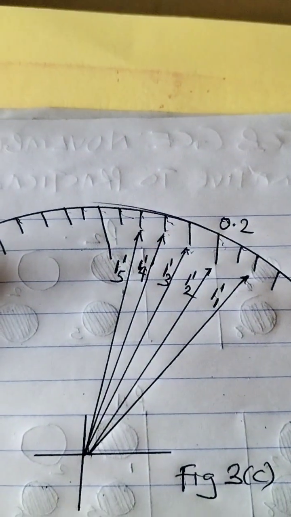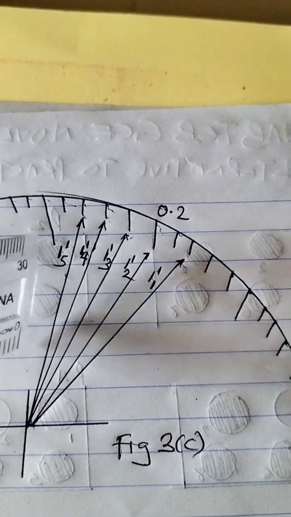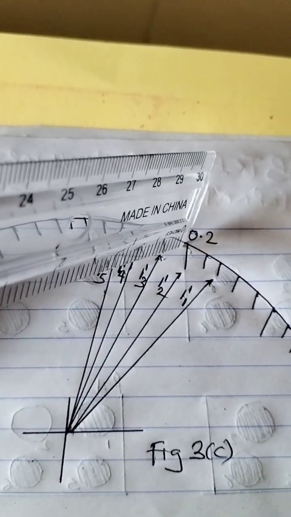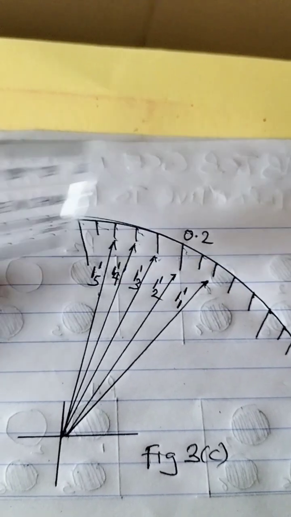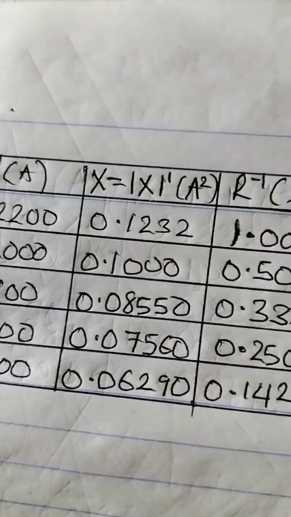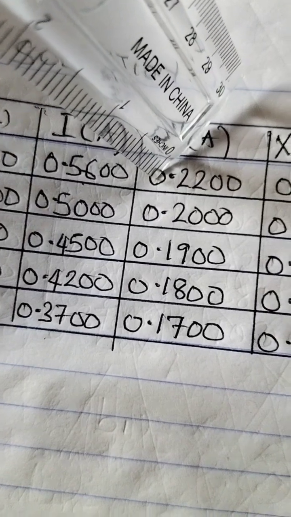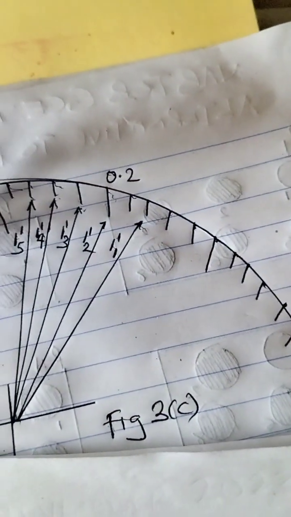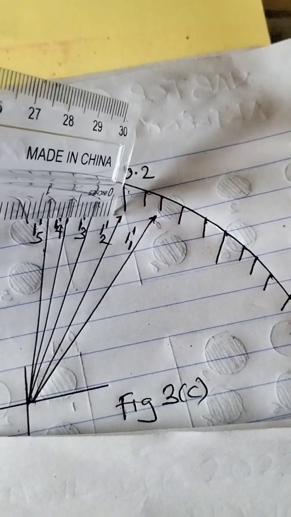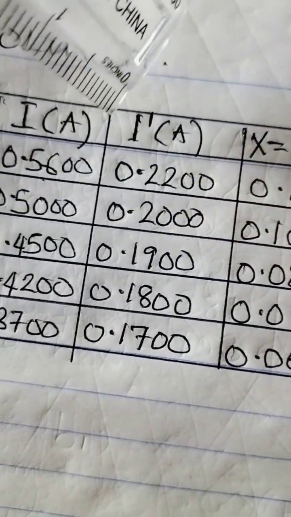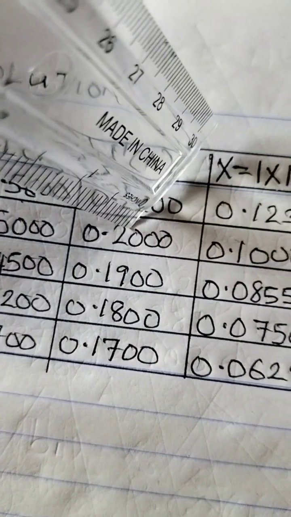For Fig 3C, as you can see, our I1 here is 0.22. This is 0.2, 21, and 22. So we have 0.22 at the first. Then our I2 is here, 0.2, I prime 2, 0.2. Then we'll go to the table, 0.2 there.